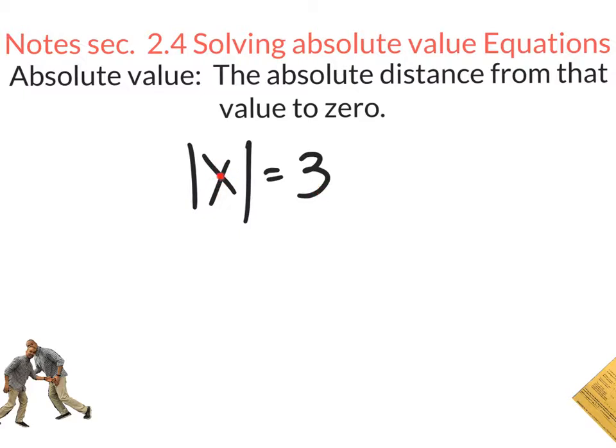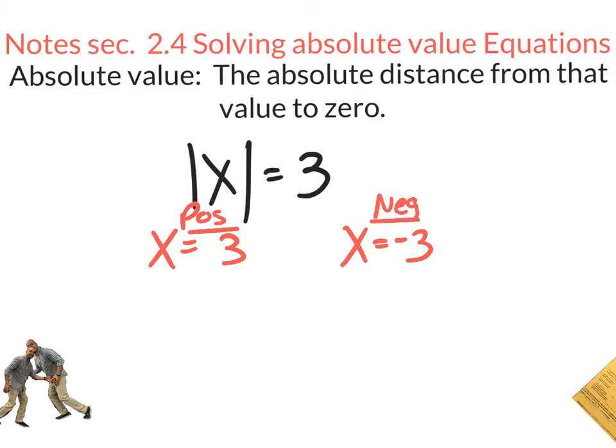So what answer would this be? X equals what if it has to equal 3? 3 or -3, right? So let me actually write that down. One answer could be x equals 3, and the other answer could be x equals -3. Why do we have two answers? Because there's two situations. There's a positive situation and there's a negative situation. So on all of our work, we're going to have to do the positive and the negative situation when it comes to absolute value equations.